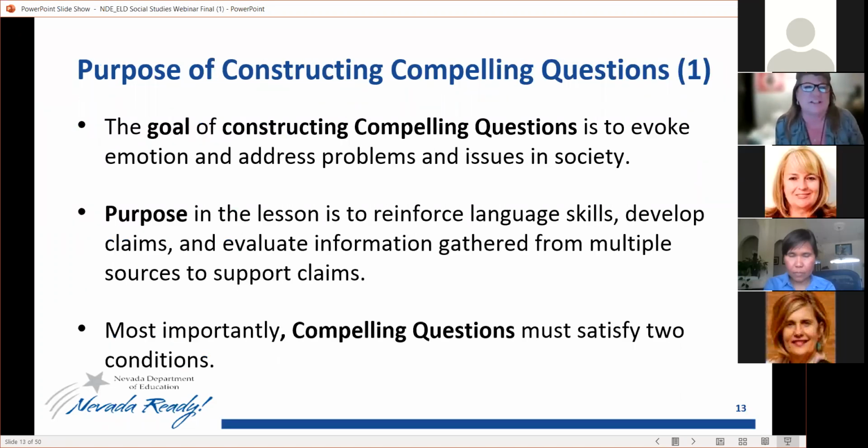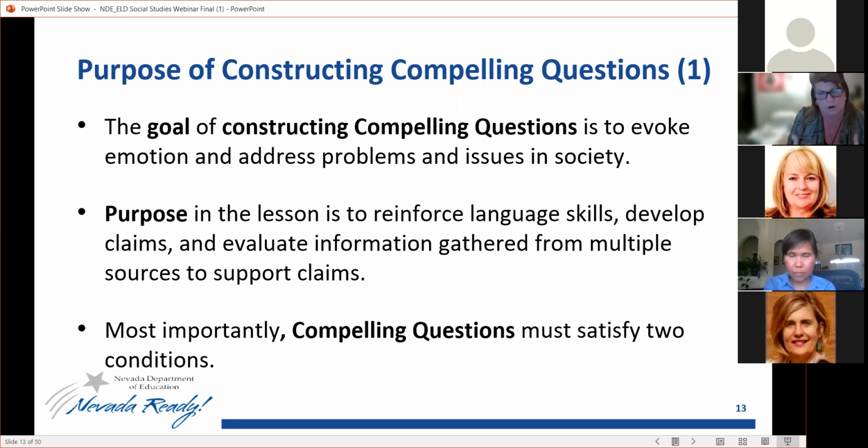Purpose of constructing the compelling question. The goal of constructing a compelling question is to evoke emotion and address a problem, issue, or concern in today's society. The purpose of the lesson is to reinforce language skills, develop claims, and evaluate information gathered from multiple sources to support these claims. But most importantly, I want to connect it to the C3 framework.